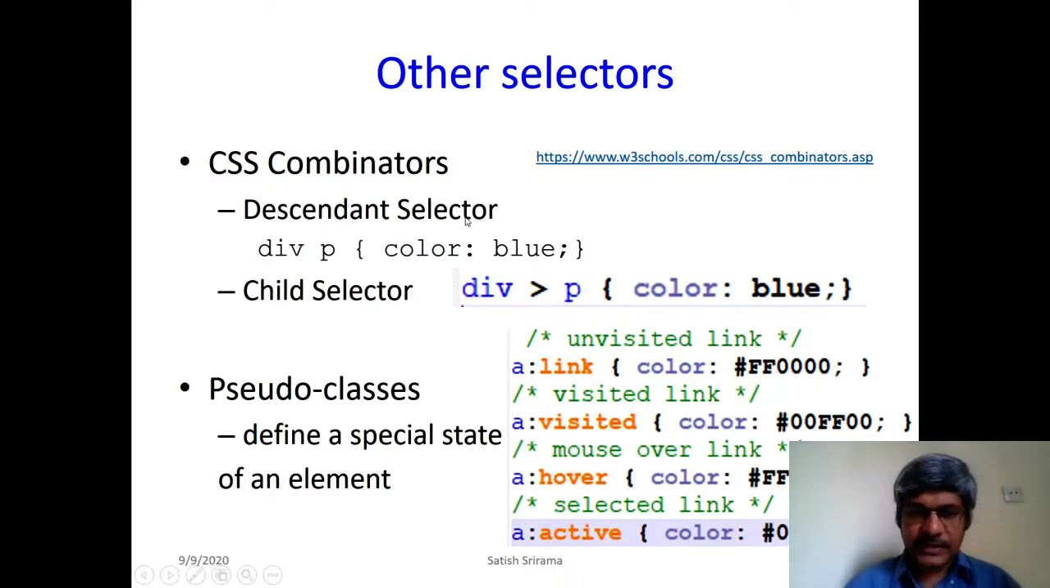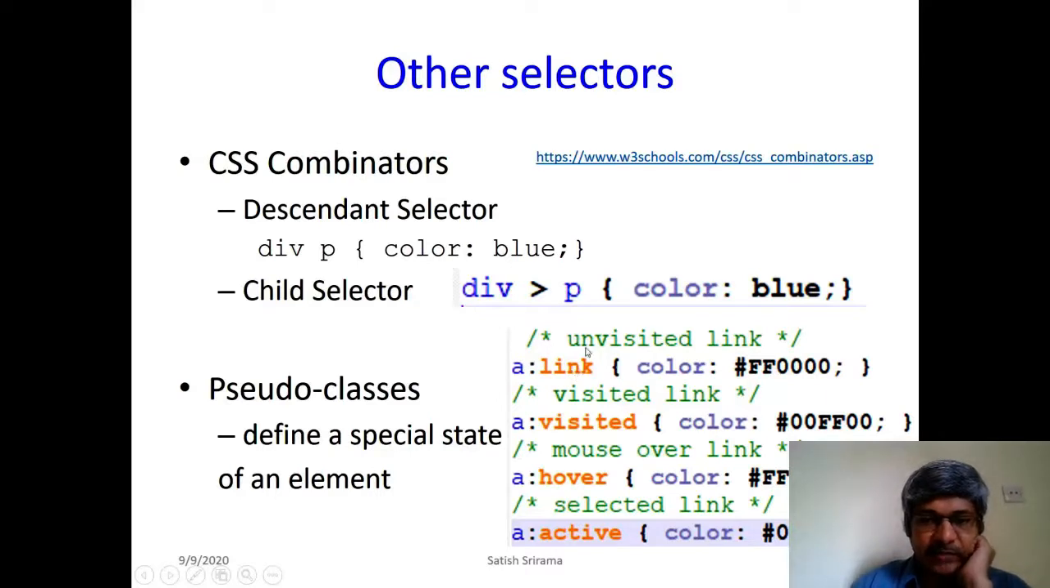This is also one type of selector. There are also other types of selectors called pseudo classes. These define a special state of an element. Say, for example, you have URL links, so anchor tags. Whenever we click, we go to a different page. For that, we can define a pseudo class for that anchor tag.